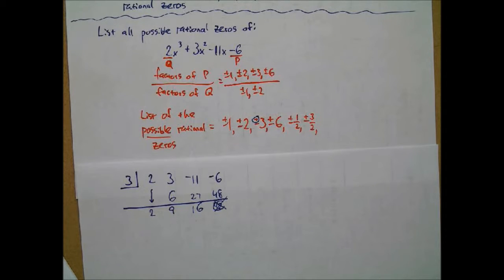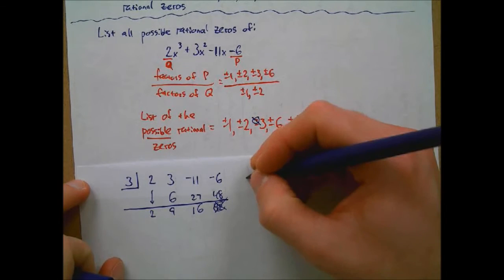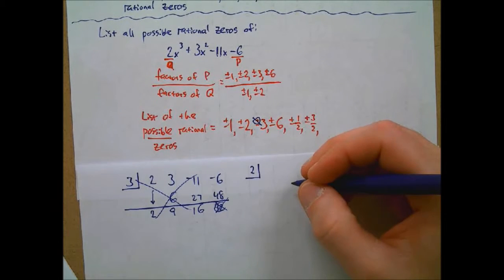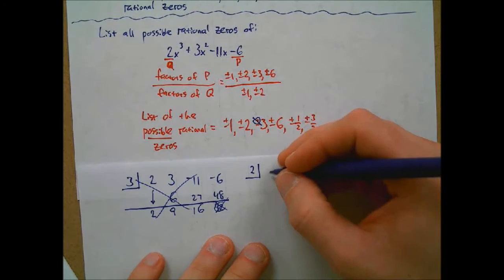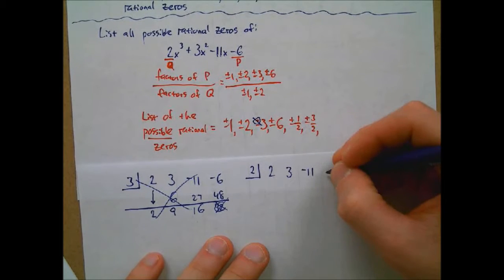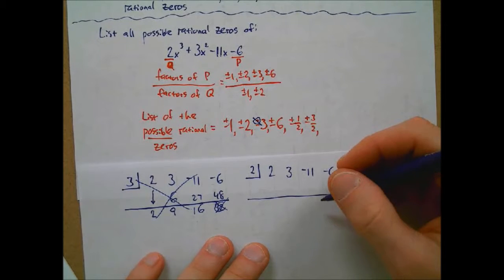All right, 2. So again, positive 3 didn't work. Let's try positive 2. Okay, let's try positive 2. So again, we'll start over with the 2, the 3, the negative 11, the negative 6. I'll leave a line, and we'll do our synthetic division here.